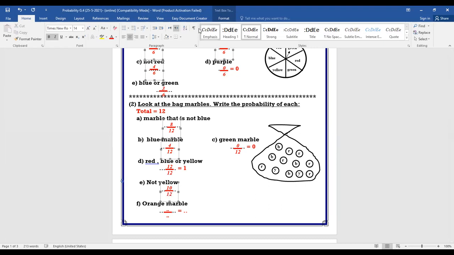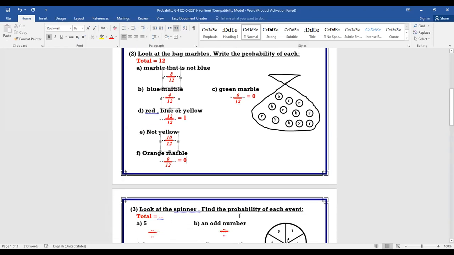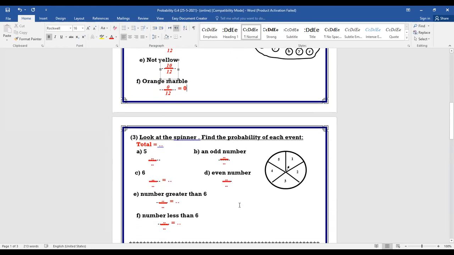Thank you. Rujmini, orange marble. How many orange marbles in this bag? 0 out of 12. Yes, there is no orange here. It will be 0 out of the total number 12, and 0 over any number, as we said, equals 0. Thank you, Rujmini.